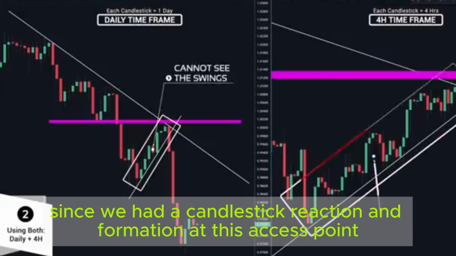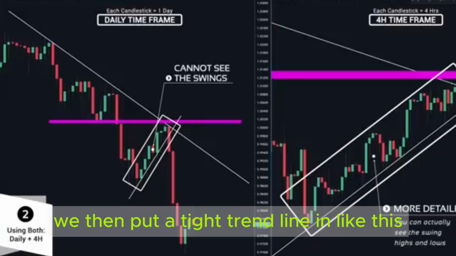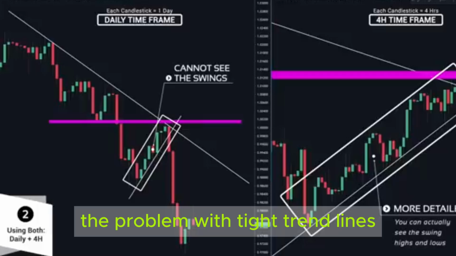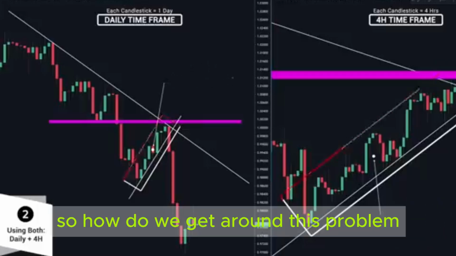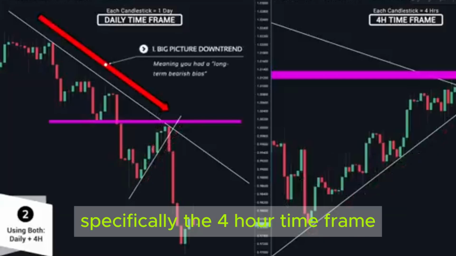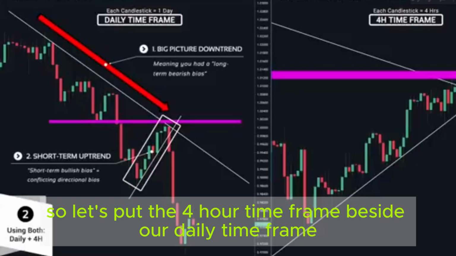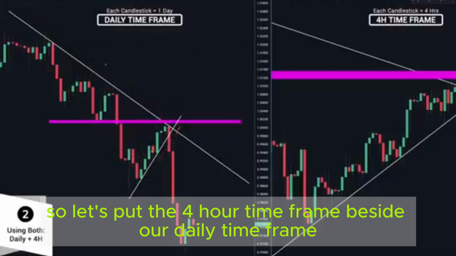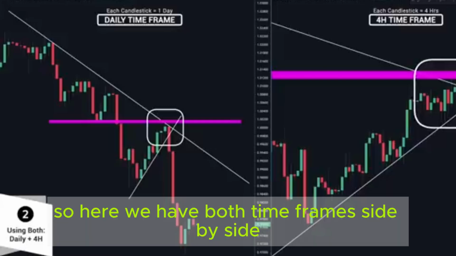Since we had a candlestick reaction and formation at this axis point, we then put a tight trend line in like this. The problem with tight trend lines is that they can often lead to fakeouts. So how do we get around this problem? We use a lower time frame, specifically the 4-hour time frame, so that we can see deeper into this immediate trend. So let's put the 4-hour time frame beside our daily time frame so you can see both simultaneously. So here we have both time frames side by side.